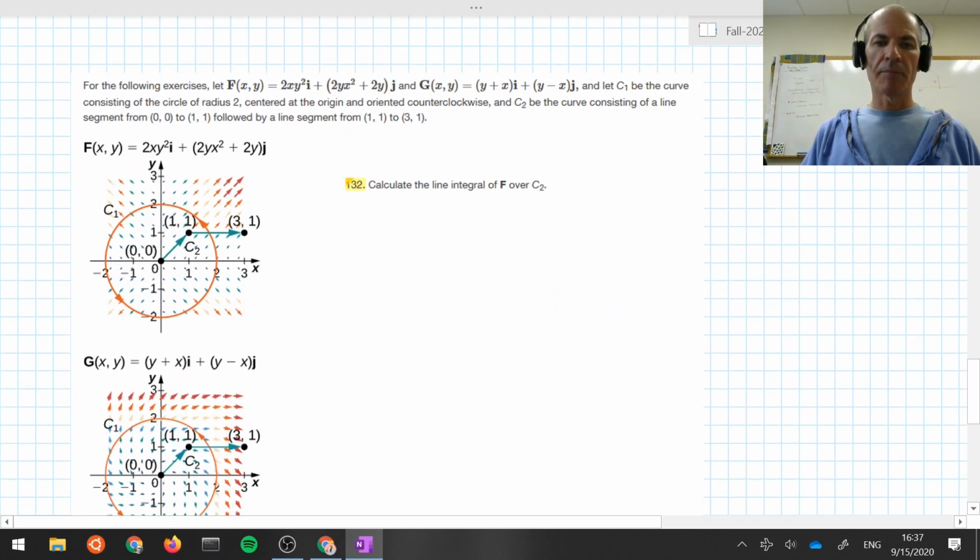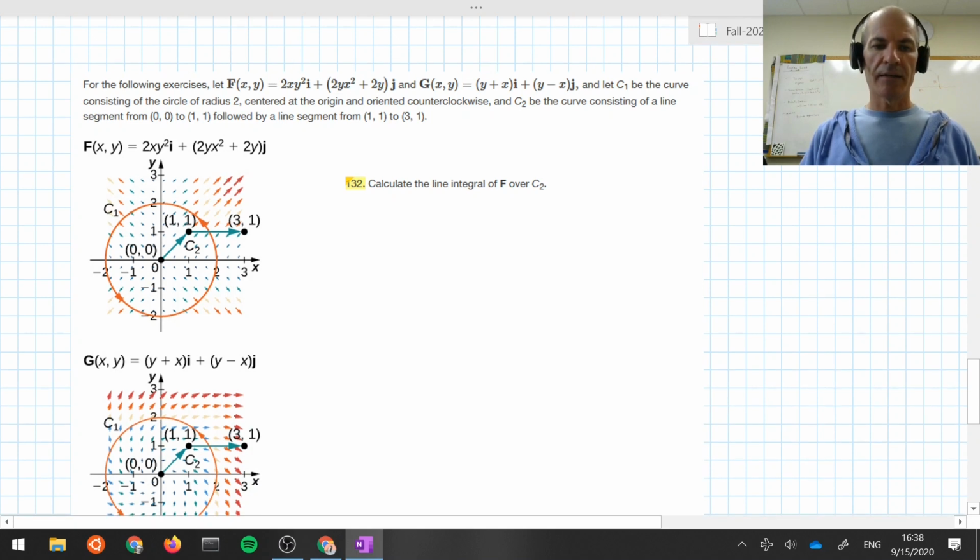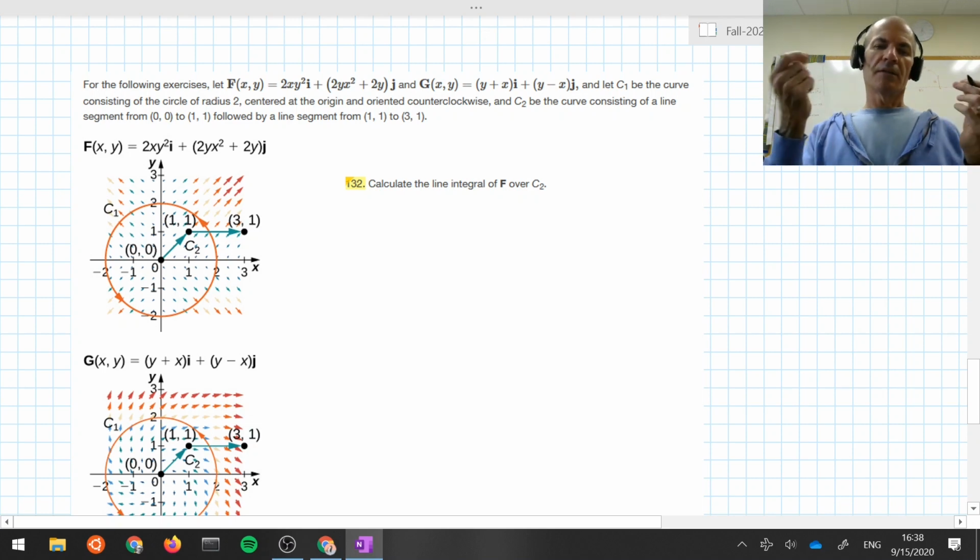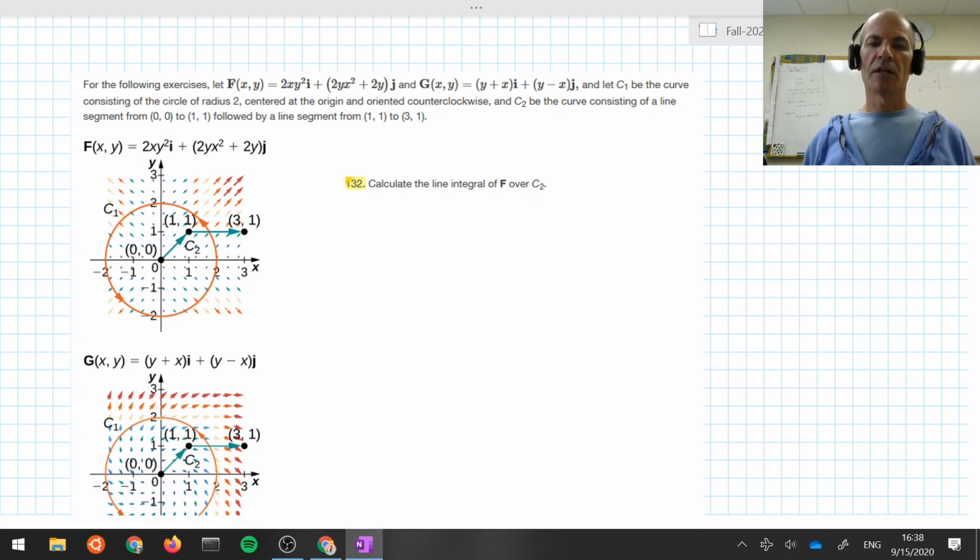Let's do another one. So here we're given some vector fields and some diagrams of paths, and you're asked to compute the line integral of F over C2. Here's F, and here is C2, these turquoise arrows from the origin to (1, 1) and then to (3, 1). Now this segmented path could be really painful because we would have to parameterize in two pieces, do two separate integrals and add them together.